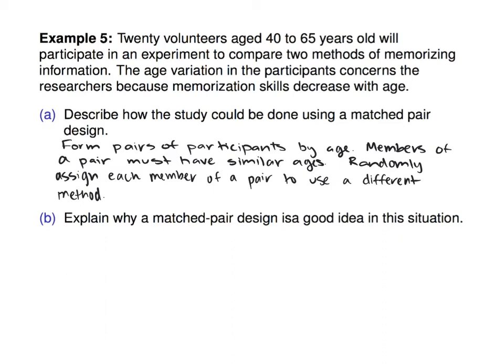And explain why a matched pair design is a good idea in this situation, as in better than just a random sample. And the reason is that age will affect memorization. And if you have people of similar ages, age is no longer a factor. So this design is a good idea because we want to control for the association between memory and age.